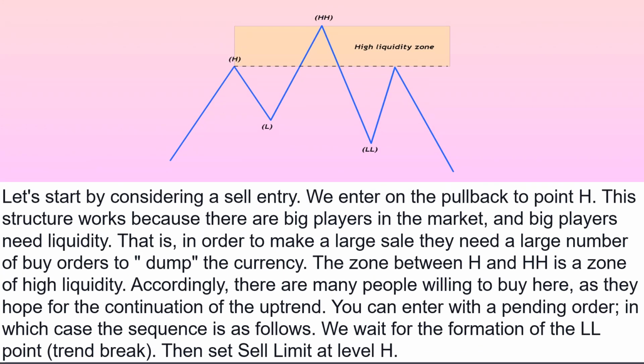Let's start by considering a sell entry. We enter on the pullback to point H. This structure works because there are big players in the market, and big players need liquidity. That is, in order to make a large sale they need a large number of buy orders to dump the currency. The zone between H and HH is a zone of high liquidity. Accordingly, there are many people willing to buy here, as they hope for the continuation of the uptrend.